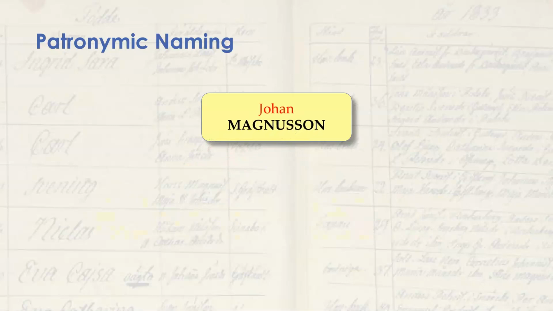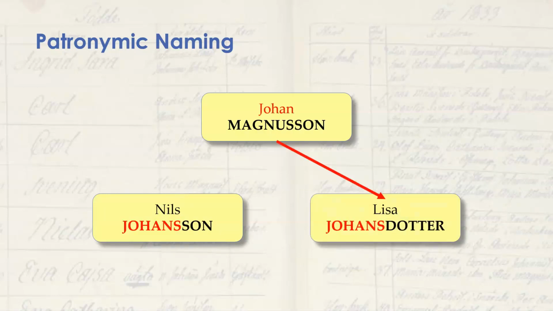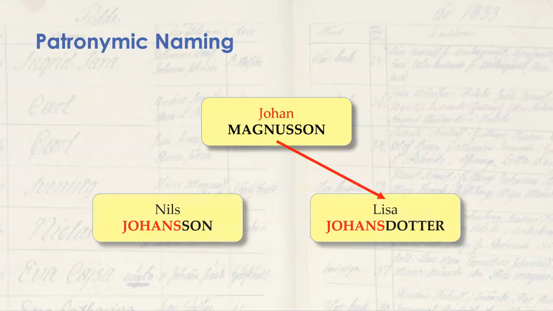His son Nils would be known as Nils Johansson, and his daughter Lisa would be known as Lisa Johansdotter. The best thing about the patronymic names is that we can reverse engineer this to help find the father. Let's take a look at an example.